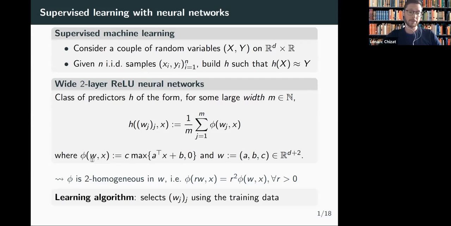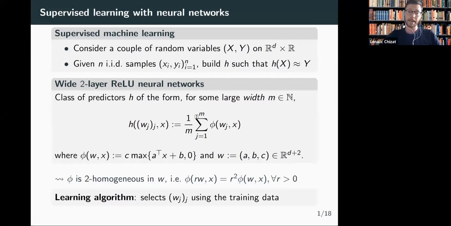So more precisely, phi is the composition of an affine form parameterized by weights a and b, b is the bias, a nonlinearity, which is here the maximum between 0 and our affine form, and then an output weight, which is called c. And so w is the parameters for each of these simple functions. It's (a, b, c). It is in R^(d+2).